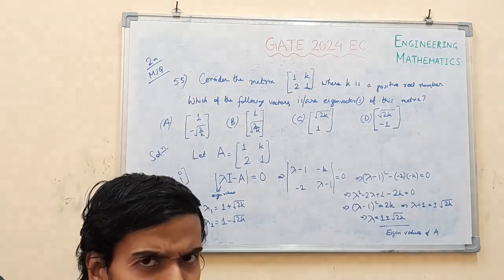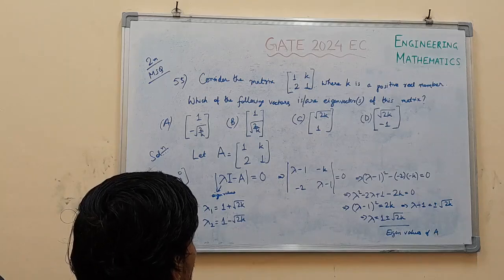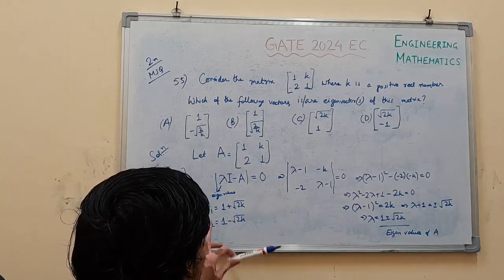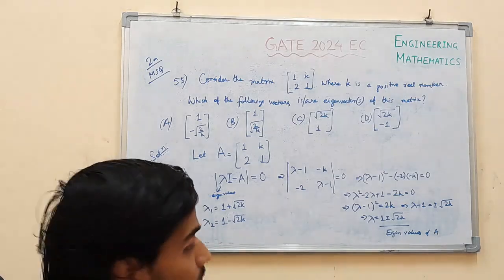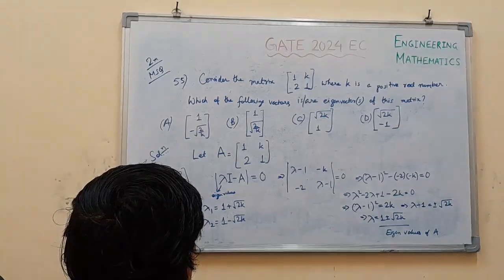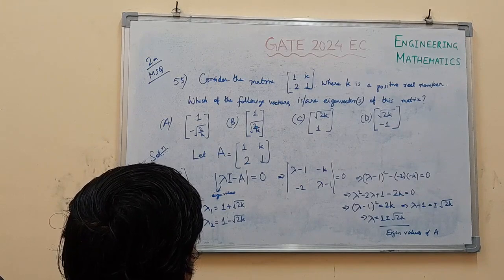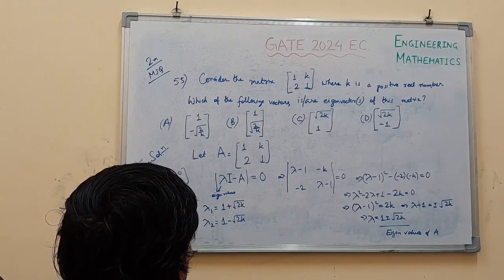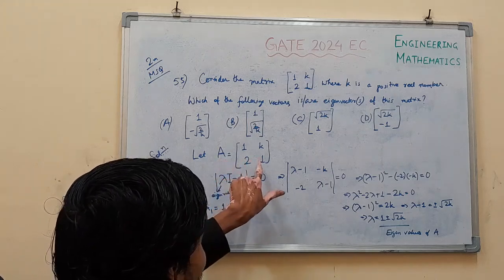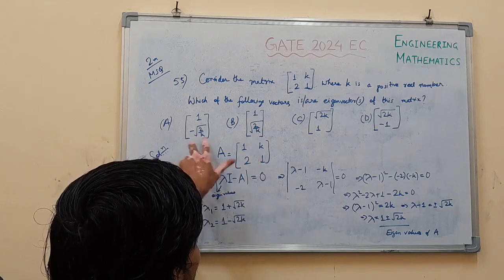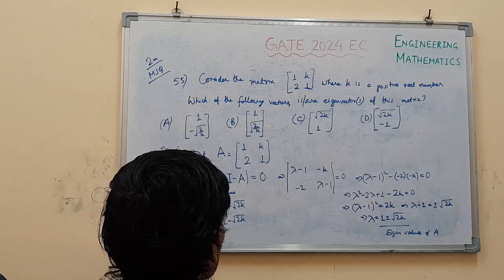Now we can go for the usual approach, but an easier approach is what? If we go by the options, right? If we multiply the given matrix with the eigenvectors given in the options, we can do it easily. Let's do one by one.